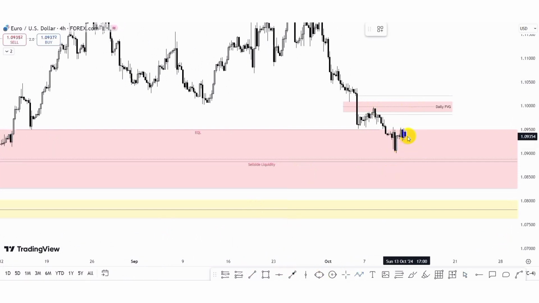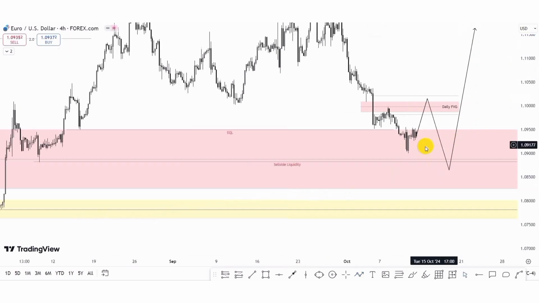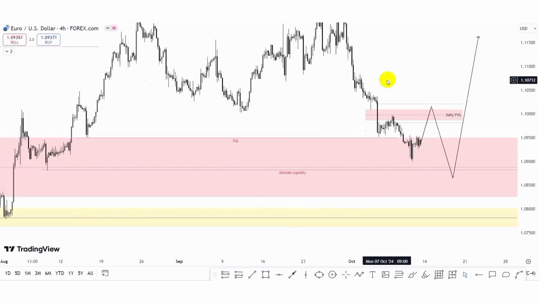So we could see that price may return to the fair value gap to fill it up. Price will return to take out the sell side liquidity, and then we bring the bullish move of price to the upside. So this is my expectation in the EURUSD.